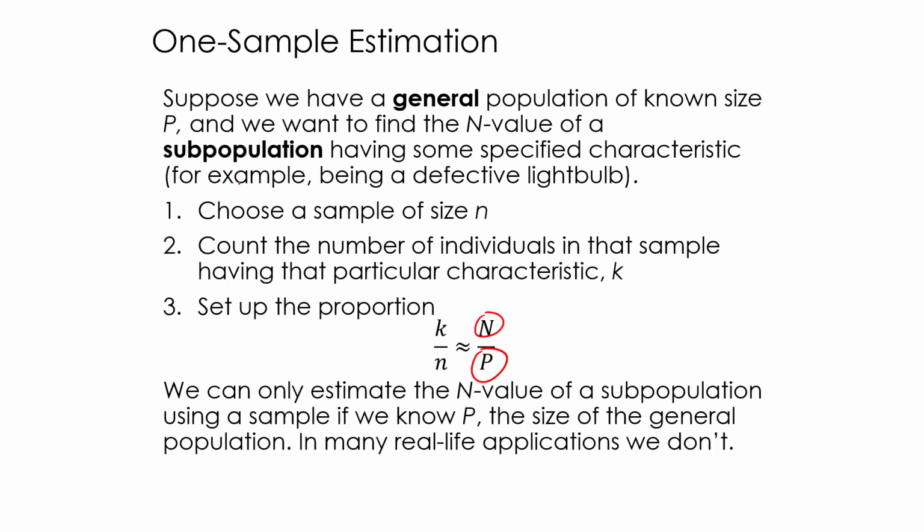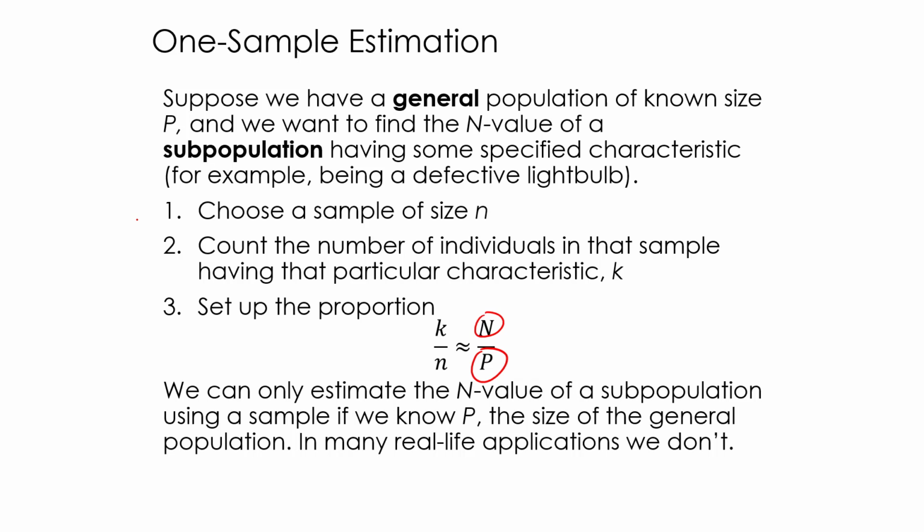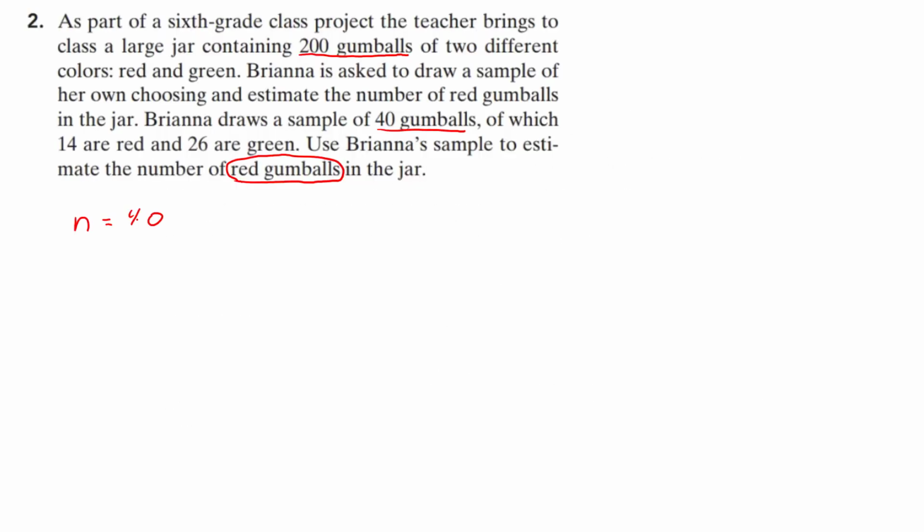So choose a sample of size n. The size of the sample is n. In this problem, Brianna draws a sample of 40 gumballs, so n is 40. Count the number of individuals in that sample having the particular characteristic k. What we're looking for is the number of red gumballs. So k is, from her sample, how many red gumballs do we have? 14 are red.